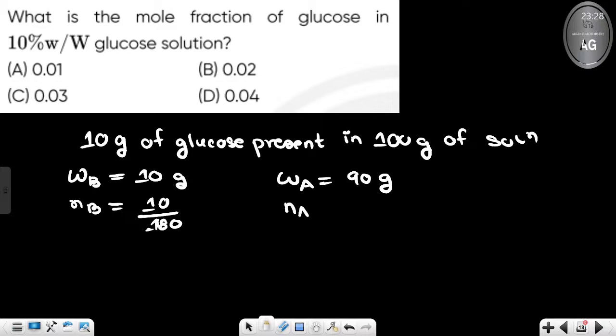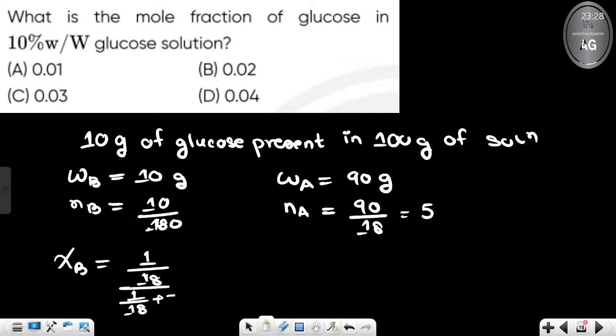So the remaining 90 gram is water. So it's going to be nA, the solvent. How much is it going to be? 90 divided by 18, so that's going to be 5, right? So if I have to calculate the mole fraction of B, that's going to be 1 divided by 18, divided by 1 by 18 plus 5. So that's a simple calculation.